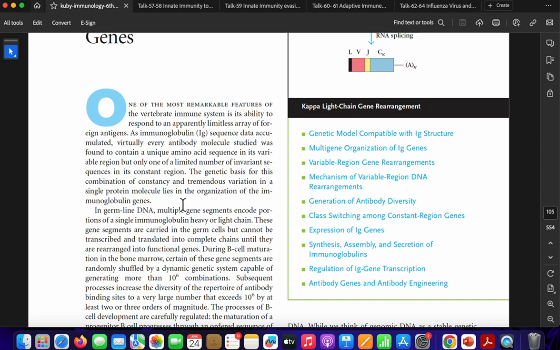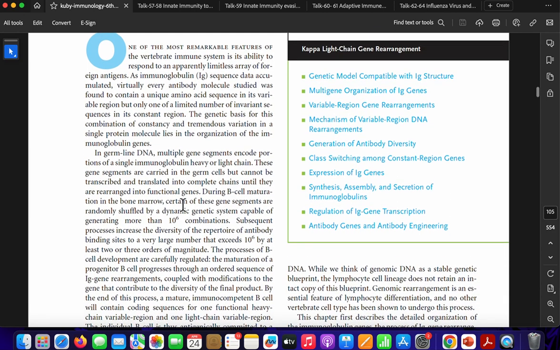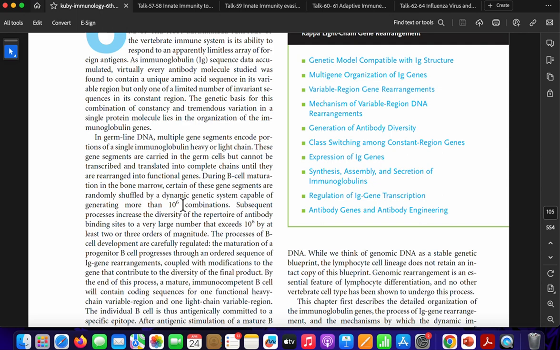One of the most remarkable features of the vertebrate immune system is its ability to respond to an apparently limitless array of foreign antigens. As immunoglobulin sequence data accumulated, virtually every antibody molecule studied was found to contain a unique amino acid sequence in its variable region, but only one of a limited number of invariant sequences in its constant region. The genetic basis for this combination of constancy and tremendous variation in a single protein molecule lies in the organization of the immunoglobulin genes.